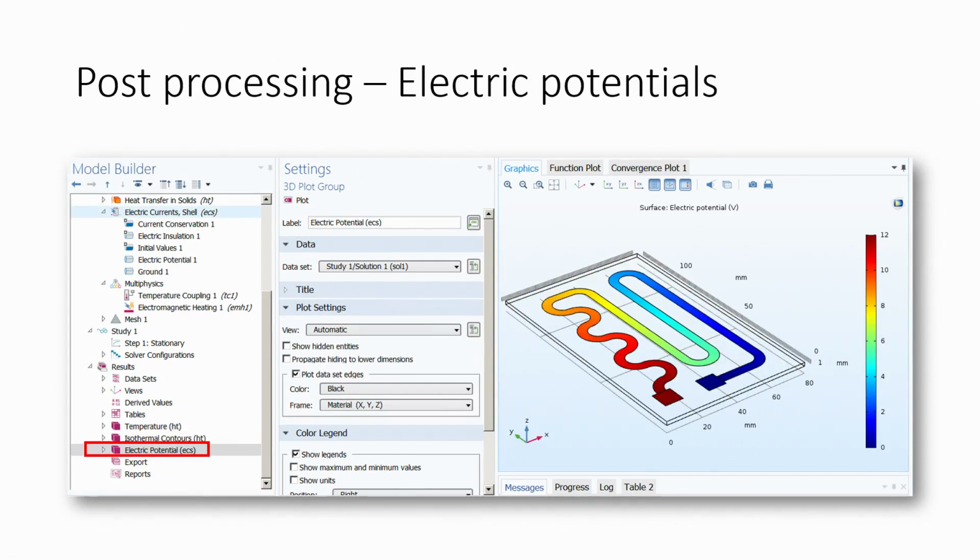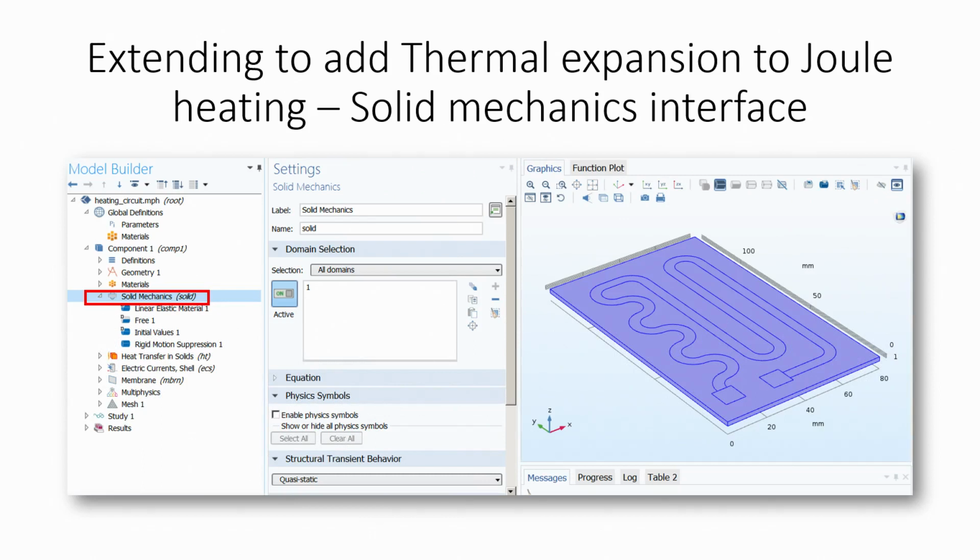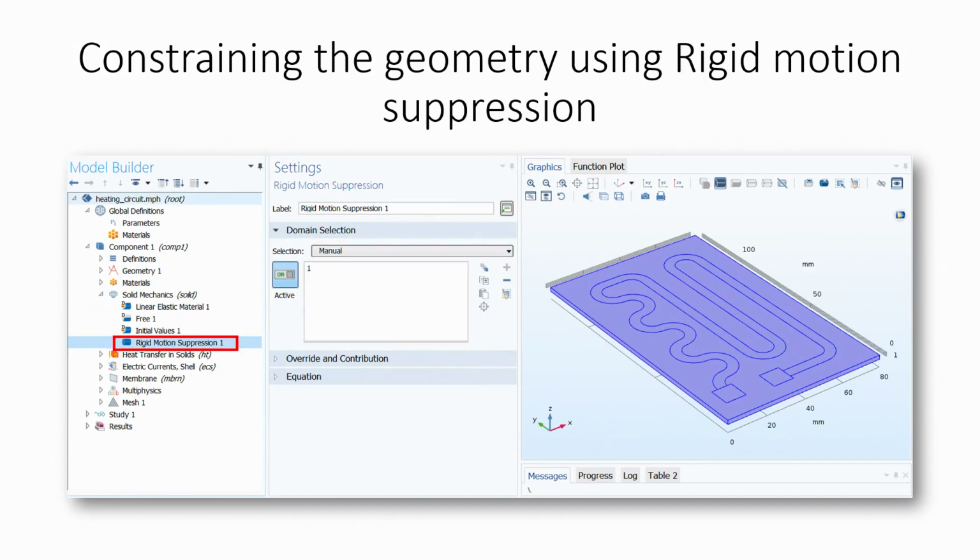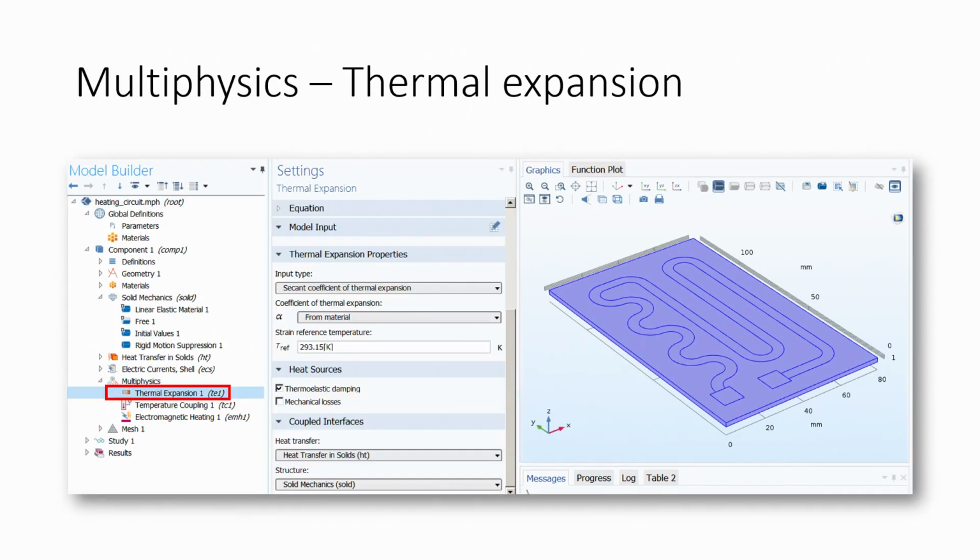After this, the next step would be to see the electrical potential. You can see when you apply 12 volts right over here, and there is a ground which you can see here, how the electrical potential varies across this resistor. That is another thing that you can work on. Then the next step would be solid mechanics, and then rigid motion suppression. You have to understand what will happen if I apply a stress or a strain to the heater. The same goes for thermal expansion.